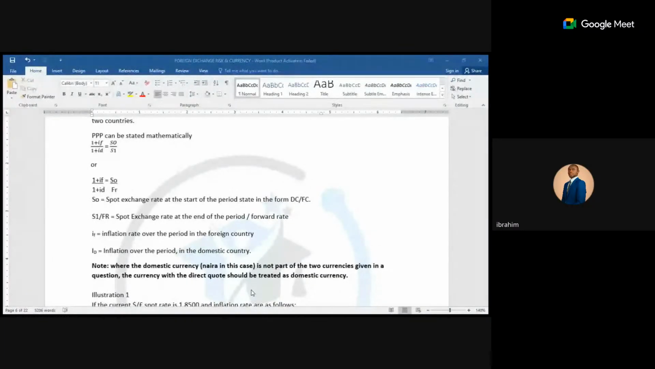There are two approaches you can use. With the first approach, you can use your spot rate to determine it. If you have euro to $1, and the company is a German company, and euro comes first, then euro will be your domestic currency because it is a direct quote.